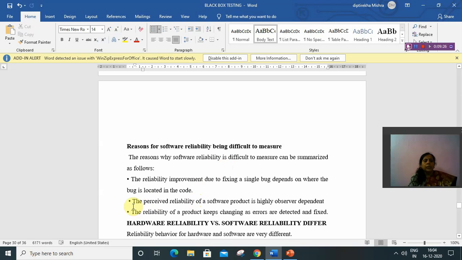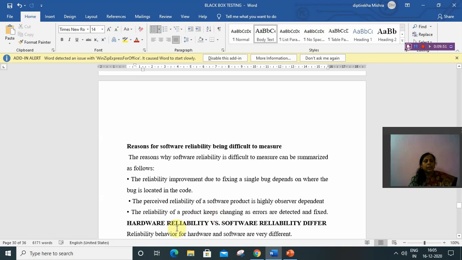The next point is that the perceived reliability of a software product is highly observer dependent. Means which part of the software is executed also affects reliability. If the part contains no error, then the software reliability will increase. If the part contains more errors, then the software reliability decreases.